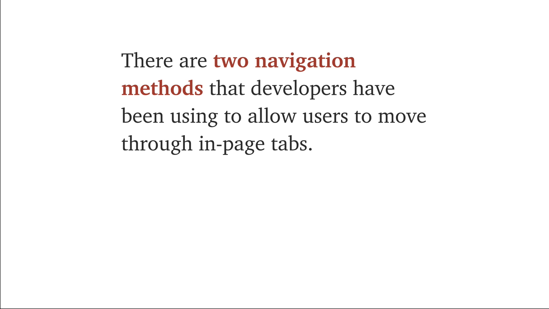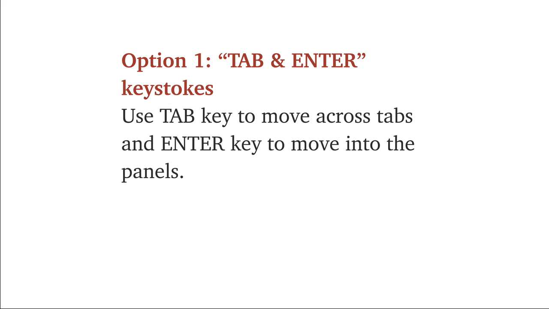Now let's talk about two navigation methods. There are two main navigation methods that developers have been using to allow users to move through in-page tabs. The first one is called Tab and Enter. It uses the TAB and ENTER keystrokes, and basically uses the TAB keys to move across the tabs and ENTER keys to move into the panels.